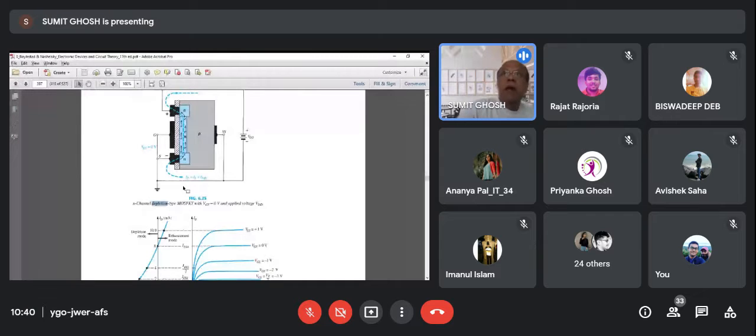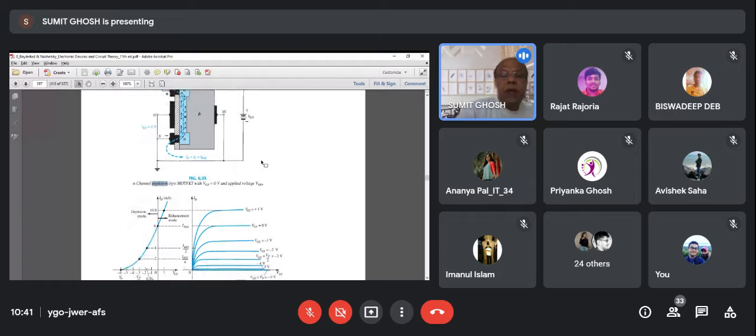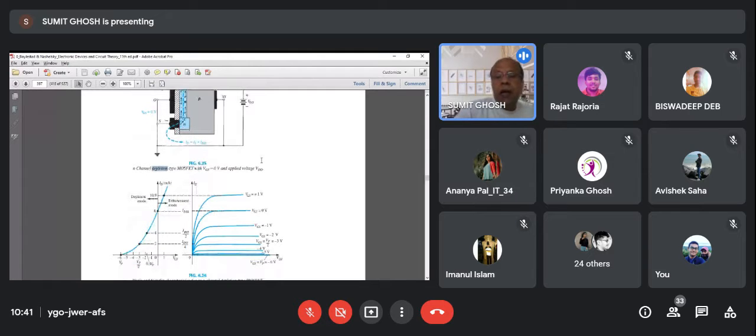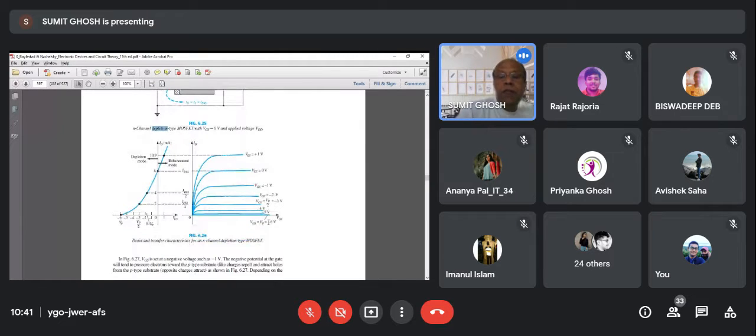Very good. I have never thought about this thing, but that it has come to your mind is very good. I appreciate this. This word depletion has nothing to do with the word depletion region. Okay, this is a depletion type. When we study enhancement type MOSFET, you will understand why this is called depletion type. In fact, I will tell you just now itself because we have reached the point. For example, if VGS is equal to minus 6 volt, where is there any current?